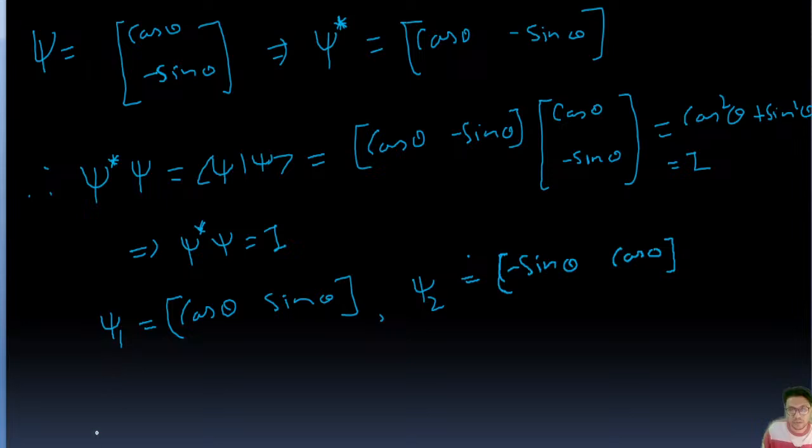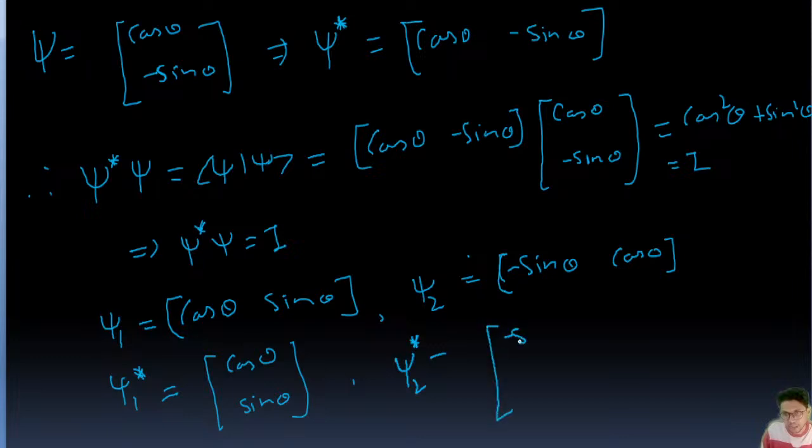So now psi 1 star is going to be, this will convert into a column, cos theta sin theta. And psi 2 star is going to be, this will get converted into a column, minus sin theta cos theta, right?